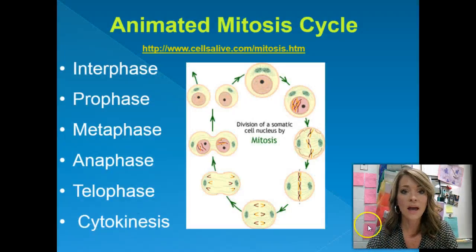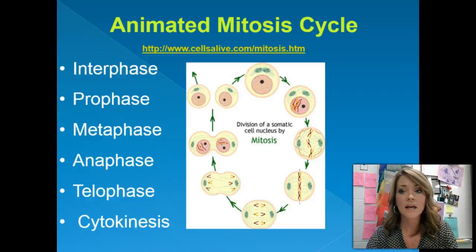All right, so we have 6 different stages that we're going to learn about. Interphase, prophase, metaphase, anaphase, telophase, and cytokinesis. Just remember that prophase, metaphase, anaphase, and telophase, those are the steps of mitosis when the cell is dividing, which is what mitosis is. Interphase is before, cytokinesis is the cytoplasm dividing afterwards.